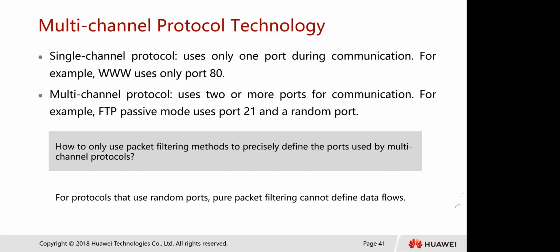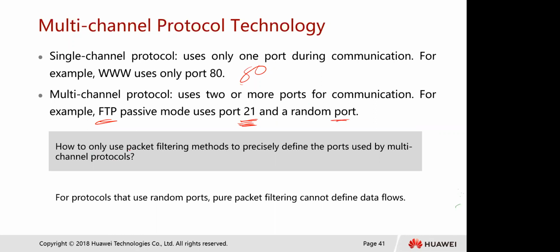So a case in example is here. We have a single channel protocol that uses only one port during communication, like the HTTP port. The WWW uses port 80. That is okay. But when it comes to the multi-channel protocol, which uses 2 or more ports for communication, for example, the FTP, it has a passive mode, and the user can use either port 22 or the other mode, which uses port 21, and a random port.